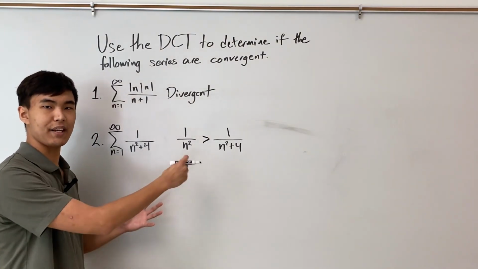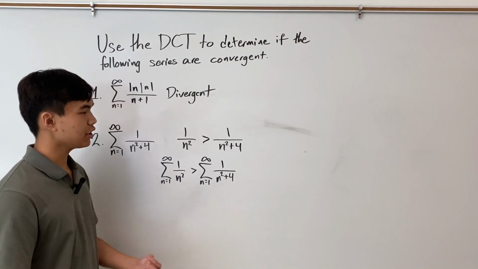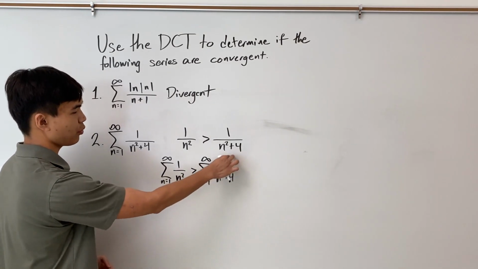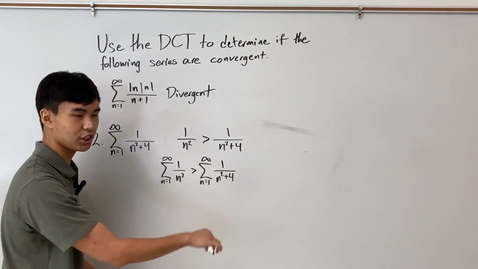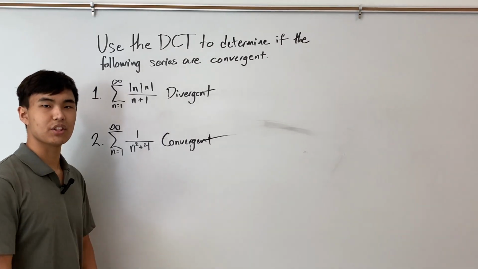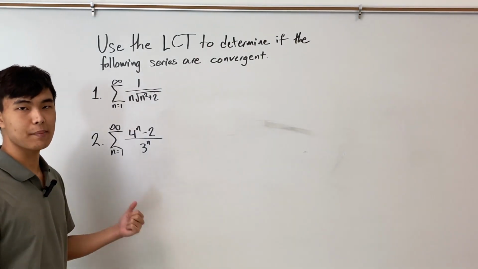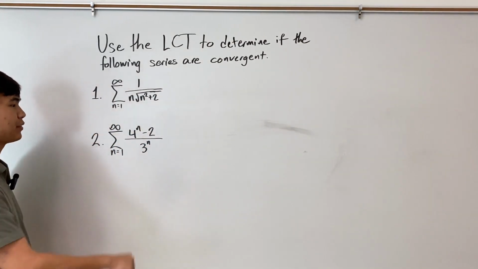And now I'm going to take the infinite sum of both sides. And we also know that for every n, this is always less than this. So if the sum of this converges, then the sum of this also has to converge. That's how you use the direct comparison test. Now we're going to use a limit comparison test to determine if these two series are convergent.